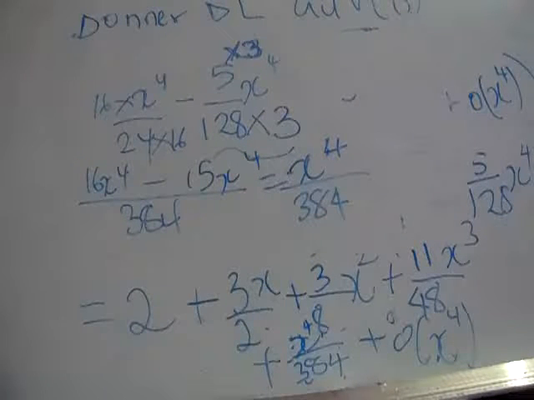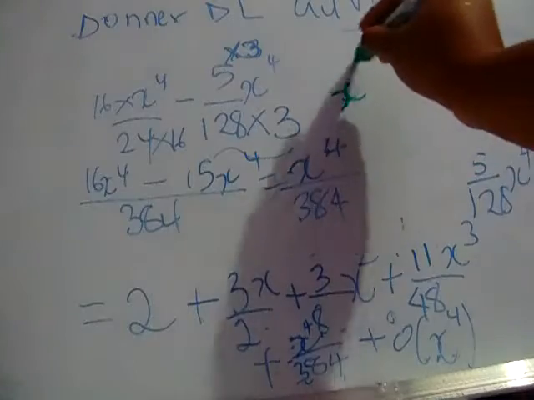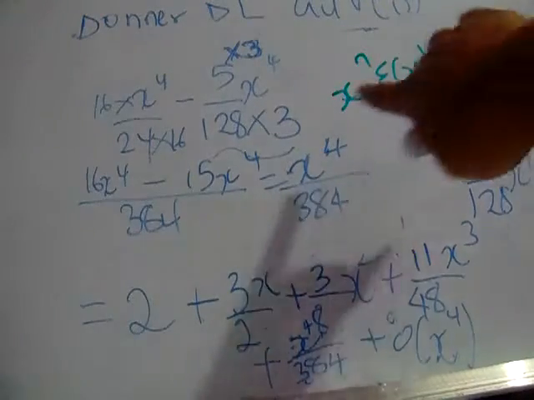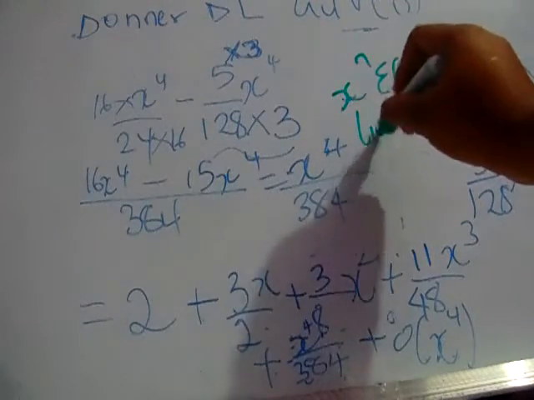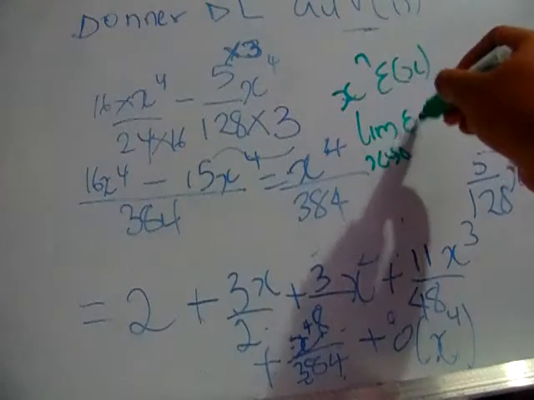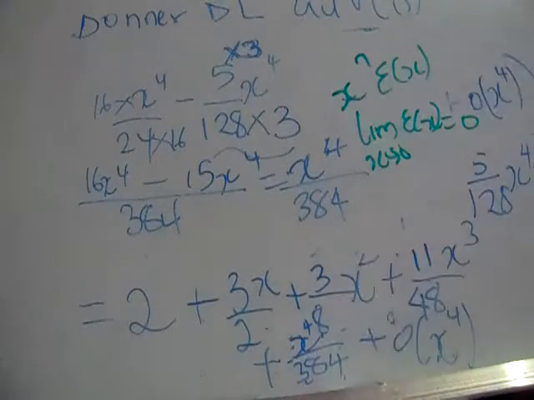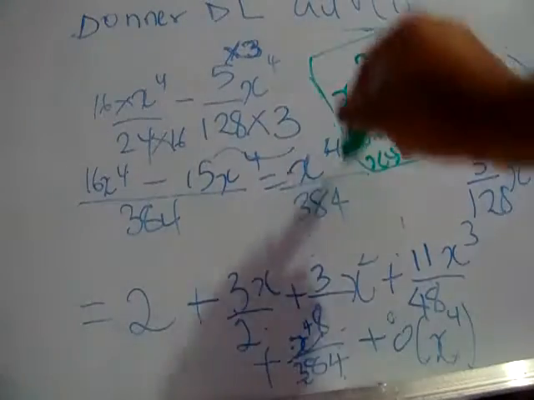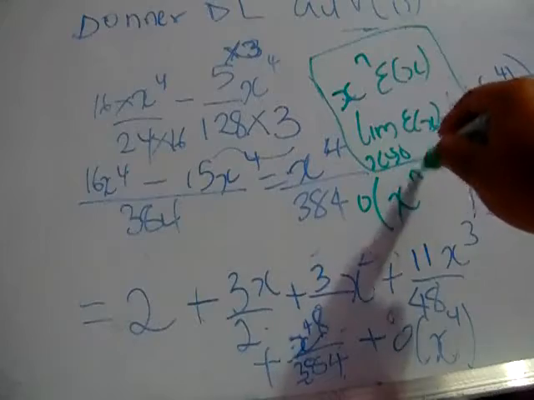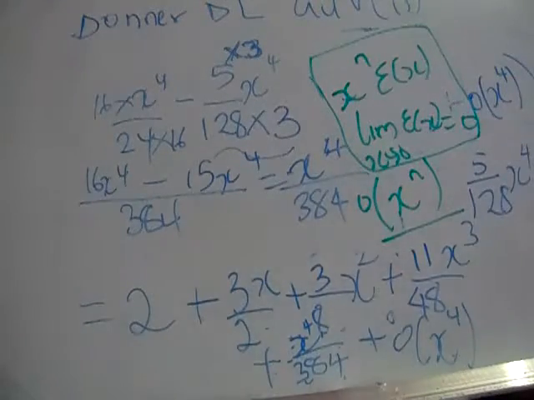The only difference is that when you are not using this, I just use the green marker so that I can see it clearly. Whenever we use this method, we have to also include the condition that the limit as x tends to 0 of epsilon of x is equal to 0. But if you are not using this and you're replacing it with little o of xⁿ, you don't have to include this condition.